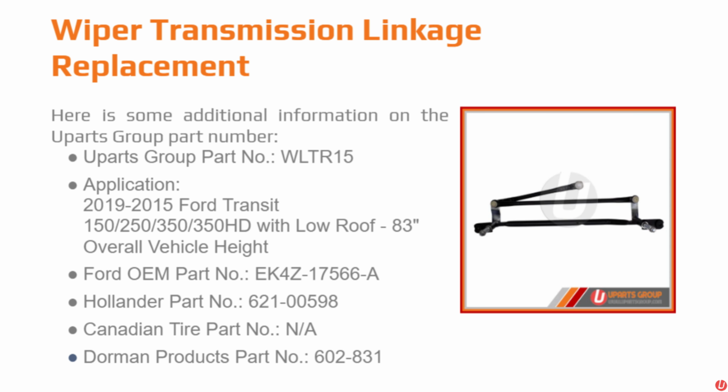This application will fit all Ford E-Transit from 2022 to 2024, as well as all Ford Transit 150, 250, 350, 350 HD from 2020 to 2024, with low roof 83 inches overall vehicle height. The Ford OEM part number is LK4Z-17508-B, and the Hollander part number is 620-10118. How to change the wiper linkage on a Ford Transit 150 low roof 2020 using U-Parts Group replacement part number WLTR20.